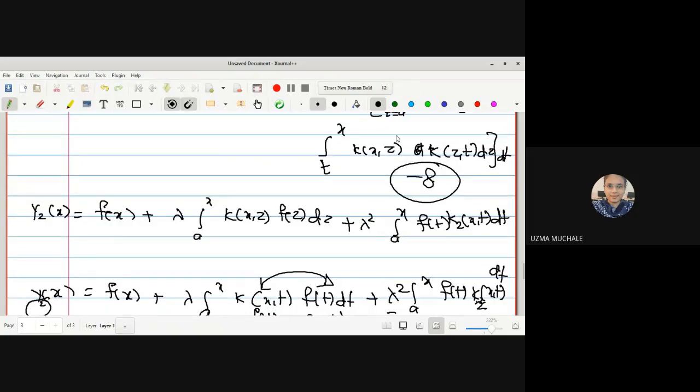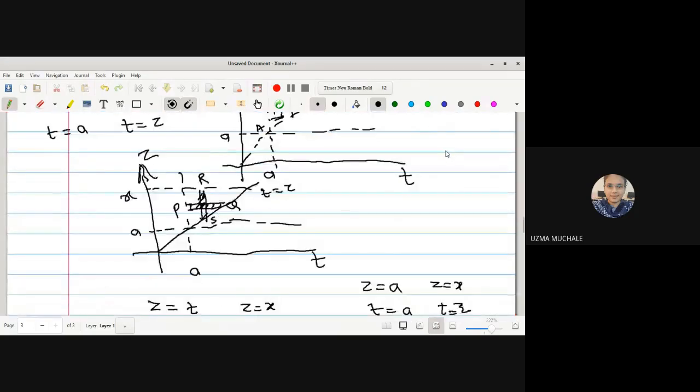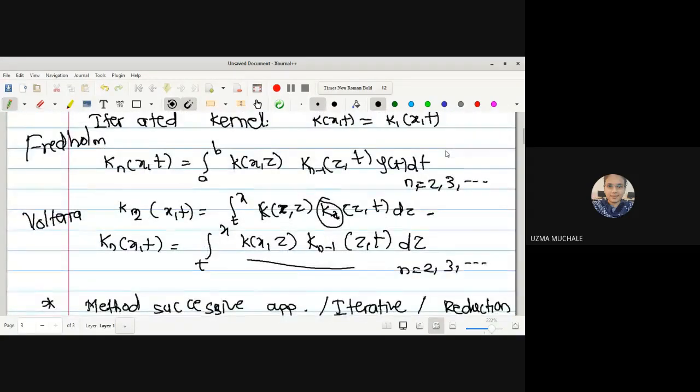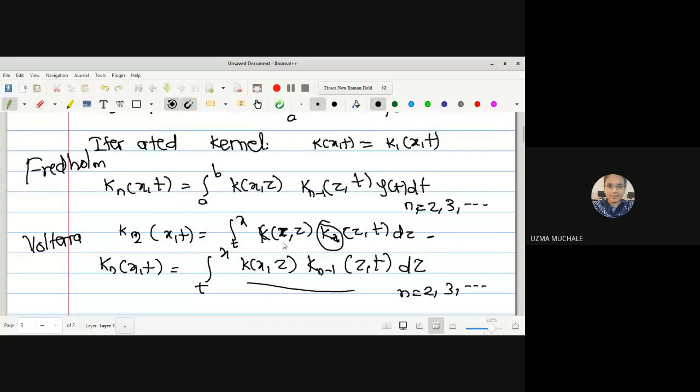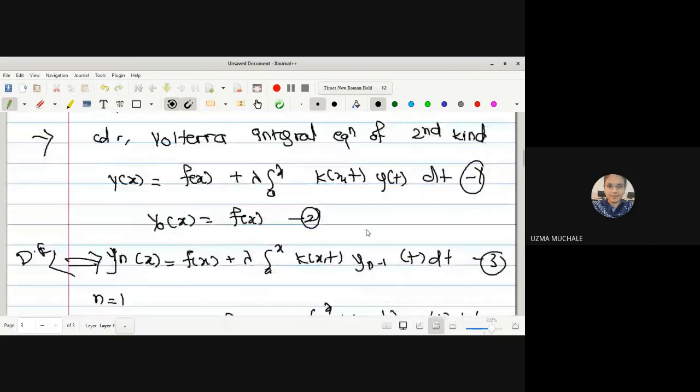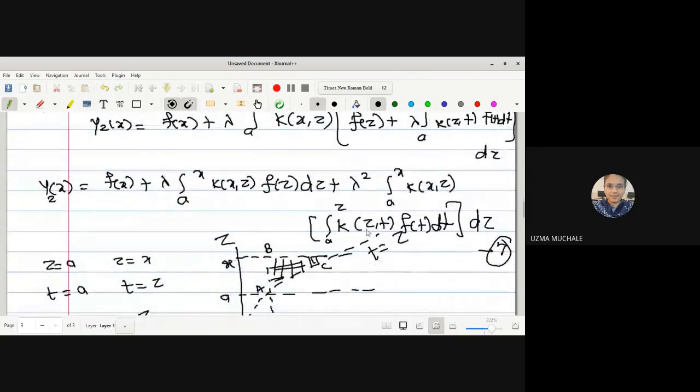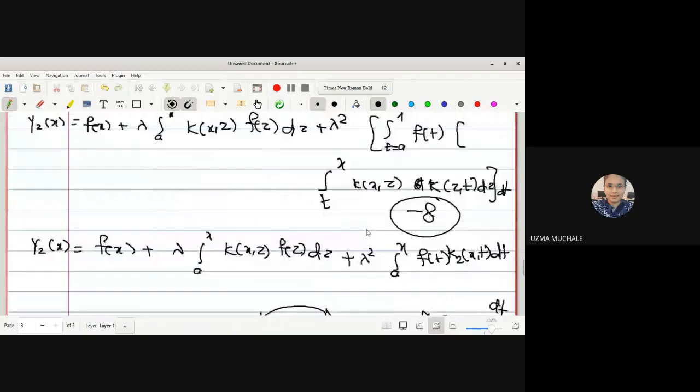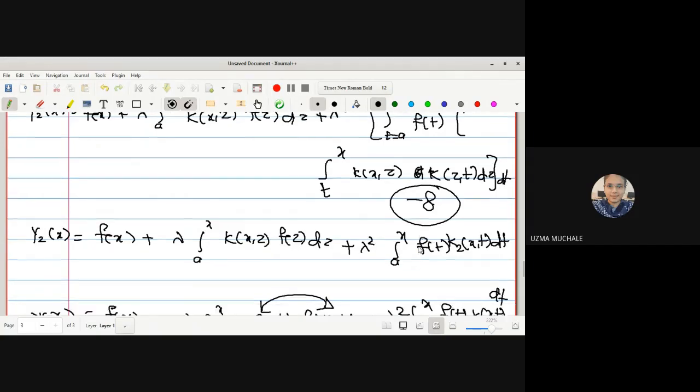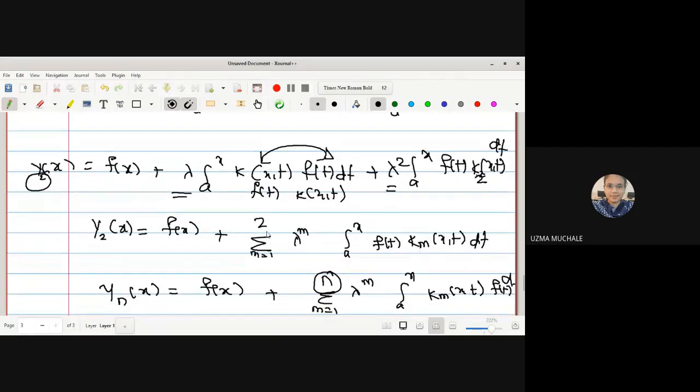In equation 8, we have to use k of x z and k of z t. This is nothing but the iterated formula: k2 of x t is integration t to x, k of x z, k of z t. After putting n equal to 2 in the iteration formula, equation 8 can be written by substituting this integration of k of x z, k of z t, which is simply k2 of x t. Hence we come to the equation y2 is equal to f of x plus lambda square and so on. Now we can write this in the form of a summation.